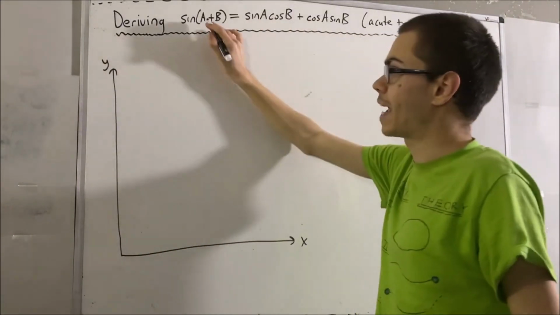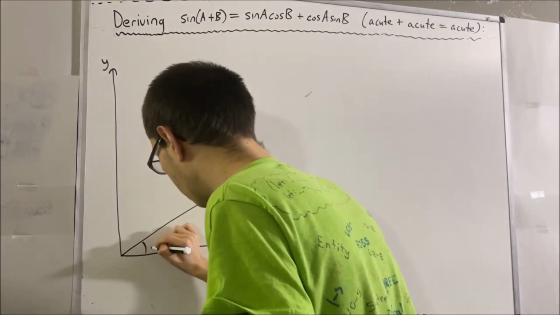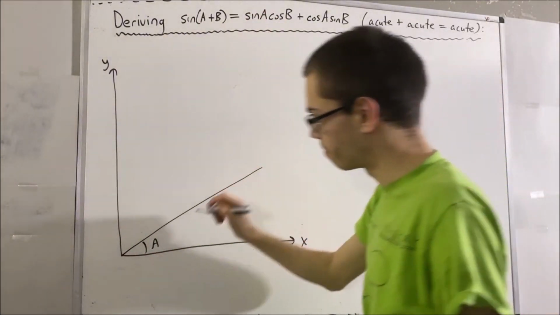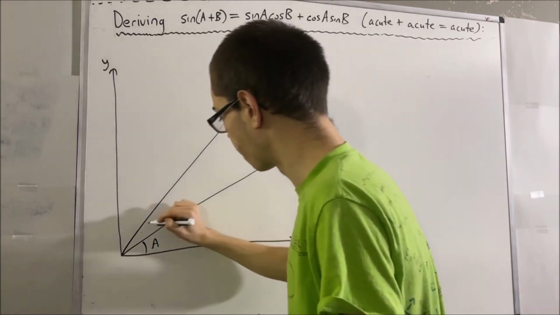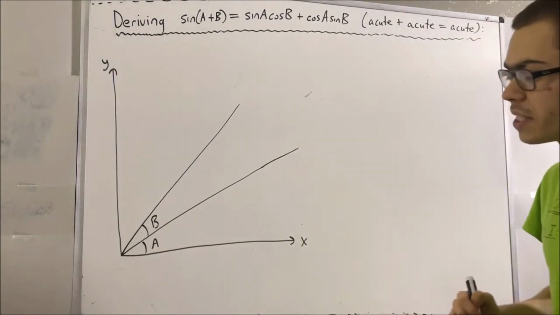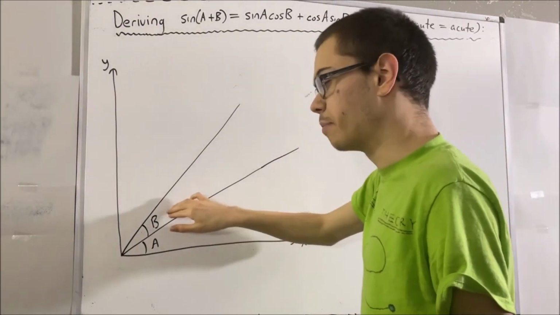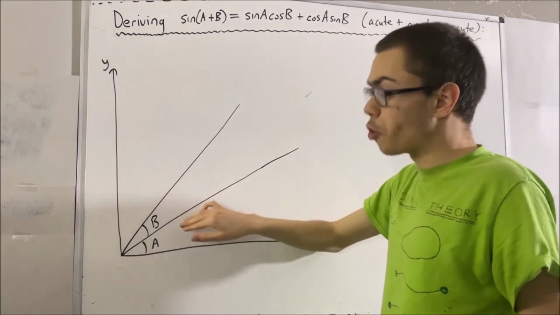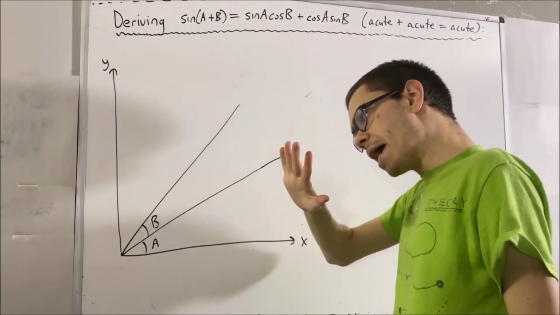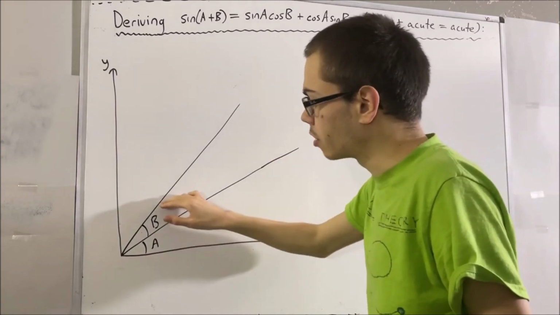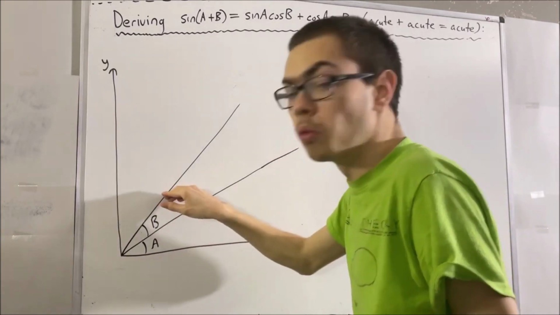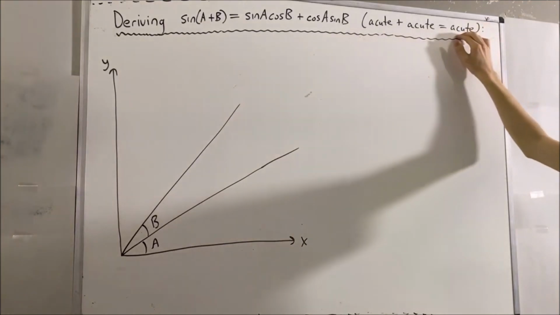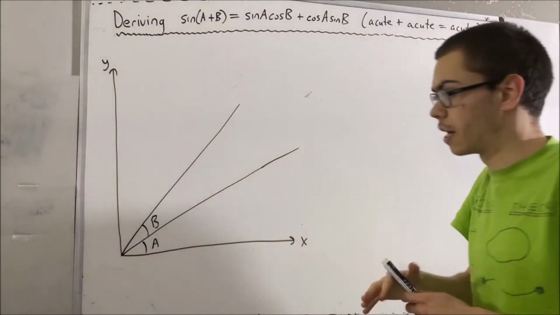We'll start by drawing angle A. And let's draw angle B. Right, so notice I've drawn angles A and B in such a way that they're both acute angles. And also, when we add those angles together, we get angle A plus B, which is also an acute angle, right? And that's really the case we're focused on.